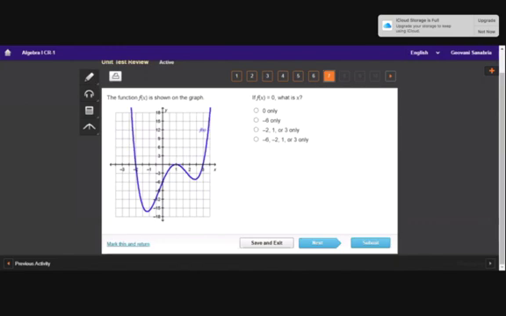No. What is x? Oh, because it's asking what the x is when the y is 0. So it should be -2, 1, 3 only. That's the time that it keeps hitting the x-axis, and when you hit the x-axis, your y value is 0. That's the answer: -2, 1, and 3.